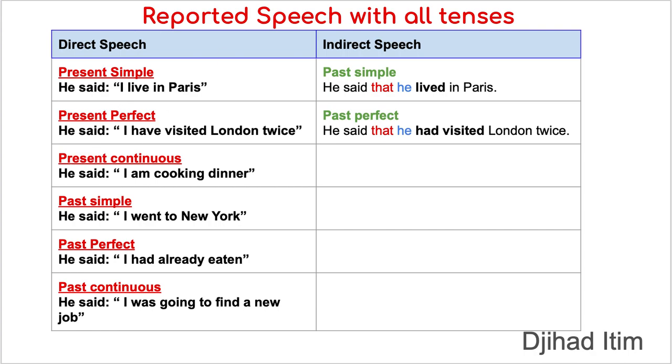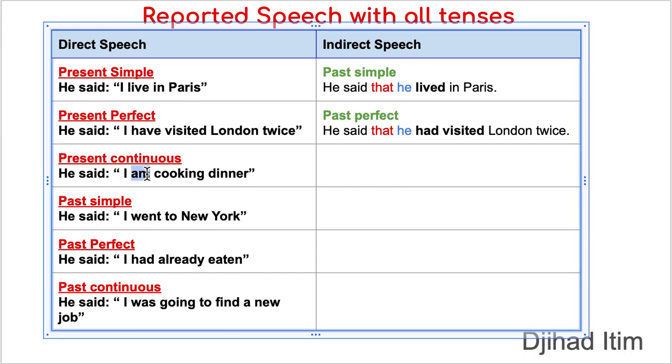For the present continuous, for instance, here we have an example. He said, I am cooking dinner. So the rule of the present continuous is am, are, or is plus the verb plus ing. Okay, present continuous: the auxiliary to be plus the verb plus ing.